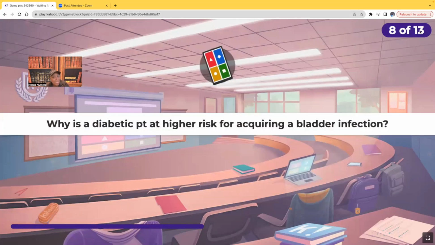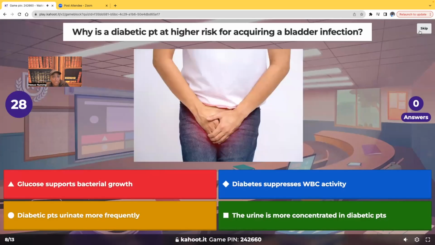All right, why is a diabetic patient at higher risk for acquiring a bladder infection? Why are they higher risk for UTIs? Is it because glucose supports bacterial growth? Is it because diabetes suppresses WBC activity? Is it because diabetic patients urinate more frequently? Or is it because the urine is more concentrated in diabetic patients?